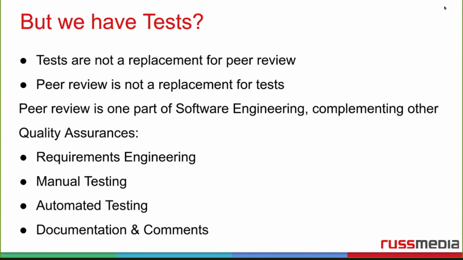So some people might say, but we have tests, right? Tests are there for quality assurance, and we want to make sure that our software works by writing tests. But this is not an either or. Tests are not a replacement for peer review, but also peer review is not a replacement for tests. This means you should actually do both. And as peer review is part of software engineering, so are other parts of software engineering that complement each other. In the beginning, we actually need to know what we are doing.